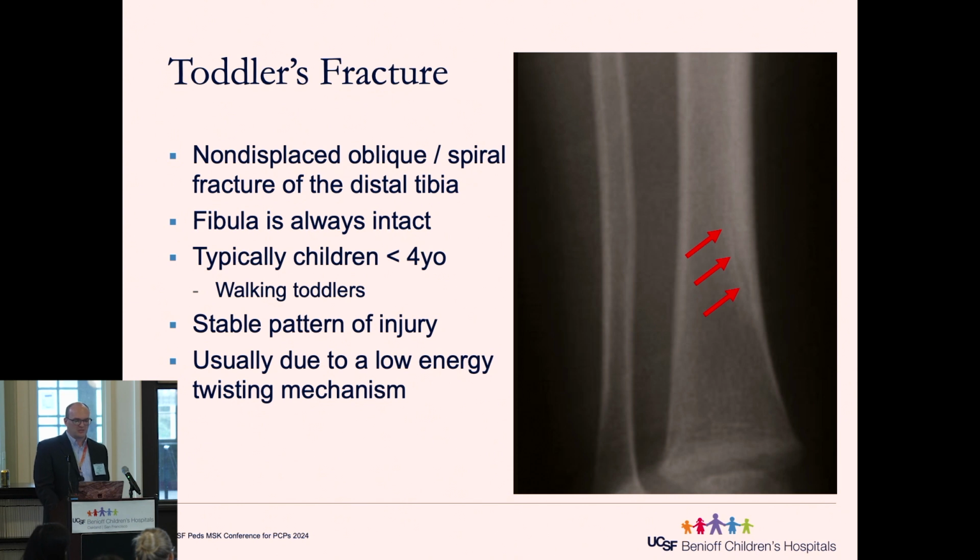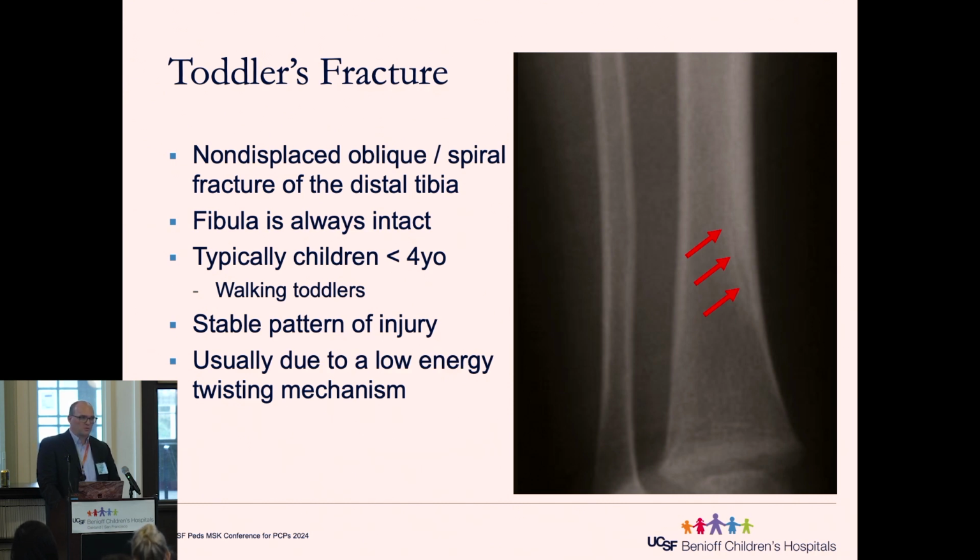So this is what's called a toddler's fracture. It's a non-displaced oblique spiral fracture of the distal tibia. And it is quite often happening with that sort of slide mechanism or slipping and a rotational story. And it's always going to have the fibula intact. And it's typically in walking toddlers less than 4 years old. And this is a stable injury.